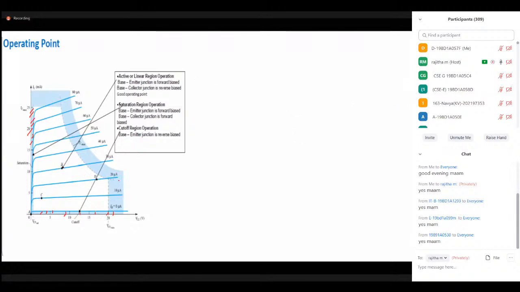Now we have to draw a DC load line on this output characteristic. To do that, we apply KVL on the output loop: VCC minus the voltage drop across the resistor, ICRC, minus VCE, is equal to 0. This is the actual KVL in a common emitter configuration.